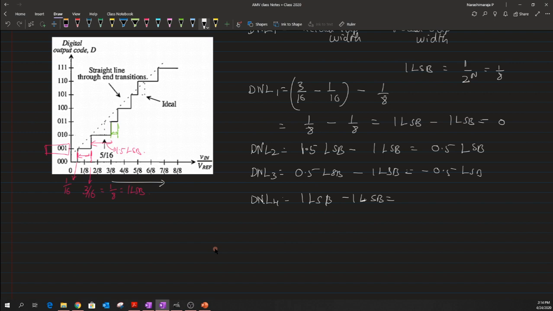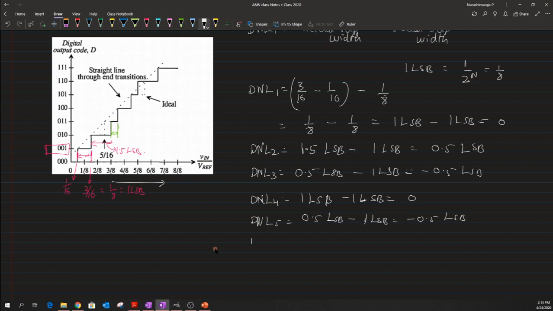DNL of 5 would then be recomputed in the same way, and just by eyeballing I could see that the number would be 0.5 LSB minus 1 LSB, which results in minus 0.5 LSB.